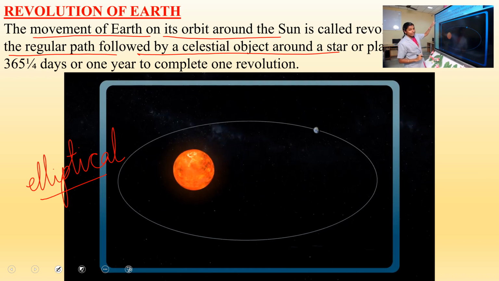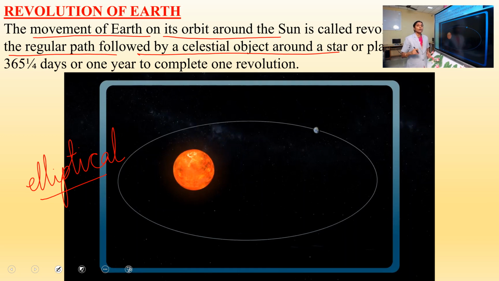Okay? So what is revolution of the earth? The movement of earth on its orbit around the sun is called revolution. And what is an orbit? An orbit is the regular path followed by a celestial body or object around a star or planet.